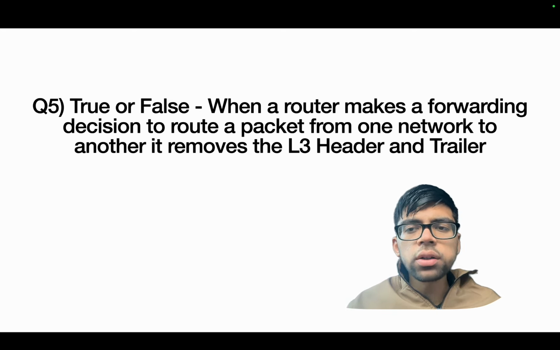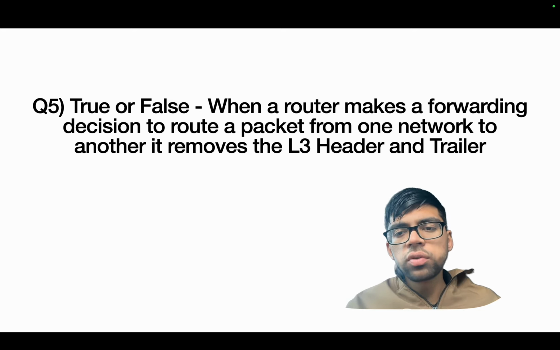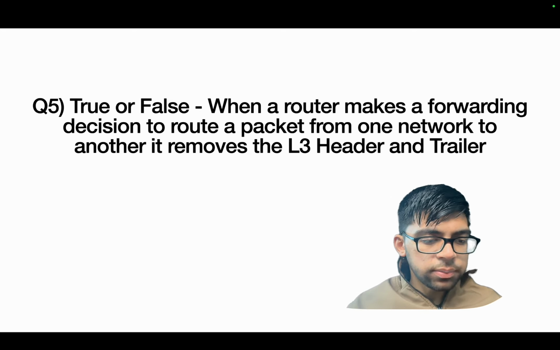So true or false? When a router makes a forwarding decision to route a packet from one network to another, it removes the layer 3 header and trailer. Is that true or false? I'll give yourself 10 seconds.